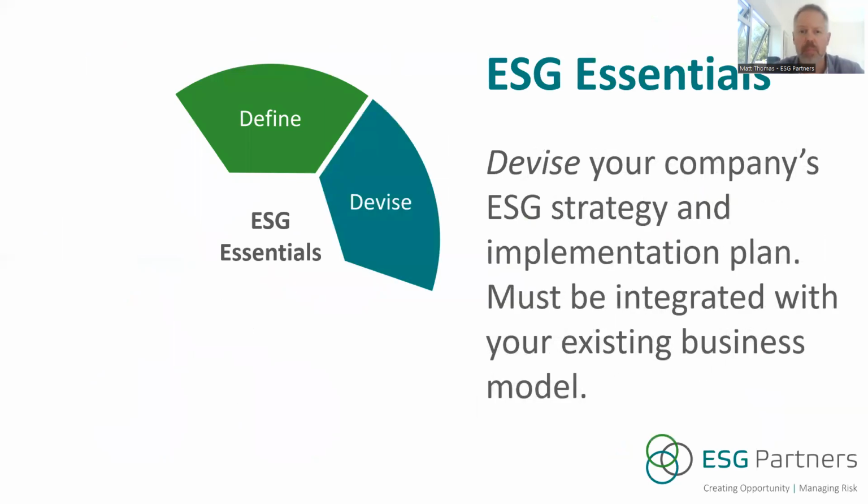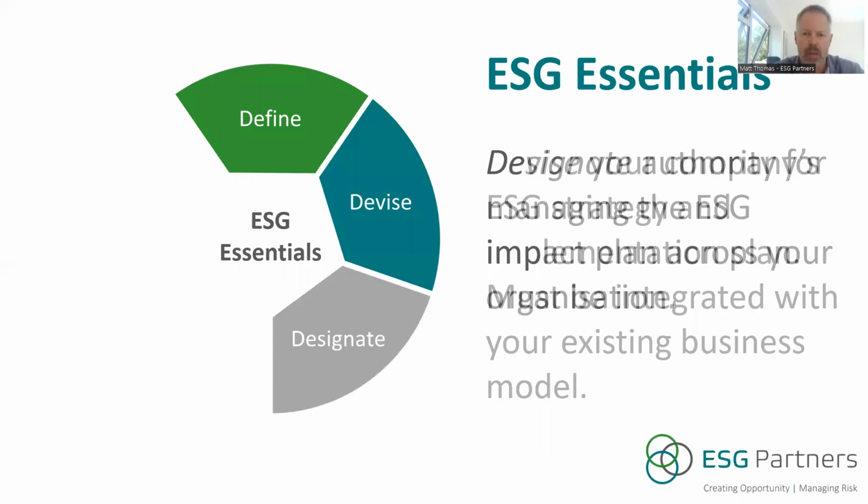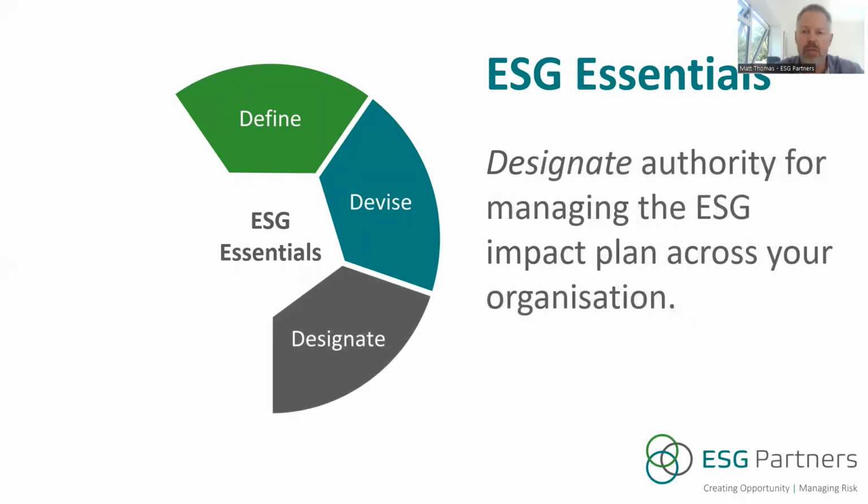The second step is to devise a company ESG strategy and an implementation plan, and that needs to dovetail with your existing business model and business strategy. It's not something that sits alongside, it needs to be integral. The third step is to designate. You may have guessed that all of these begin with a D, and I hope that just makes things a little bit easier to remember.